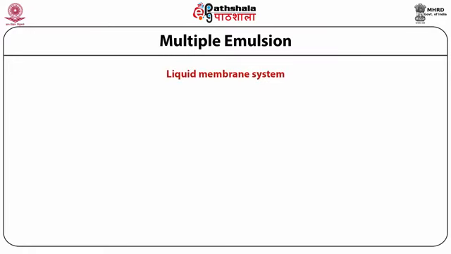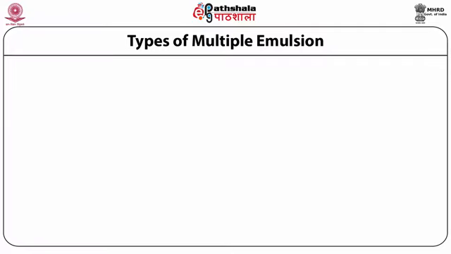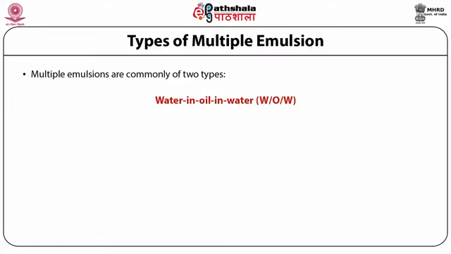Liquid membrane system. Sometimes certain multiple emulsions are also termed liquid membrane systems because the two miscible phases are separated by an immiscible phase, called the liquid membrane, which acts as a semi-permeable film through which solute must diffuse in order to traverse from one phase to another. Types of multiple emulsion. Multiple emulsions are commonly of two types. First, water in oil in water type.